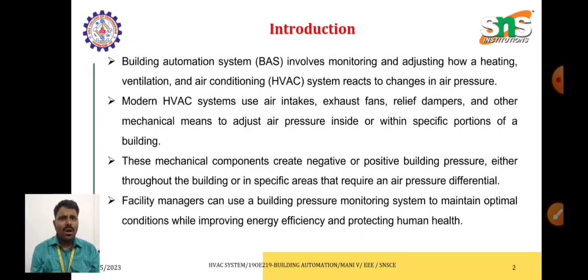So, in a building automation system, which is involving the monitoring and adjusting of heating, ventilation, and air conditioning, it is nothing but HVAC. And how the HVAC system reacts to changes in air pressure in the environment in a building automation system. In modern HVAC systems, it may use an air intake, exhaust fan, relief damper, and some other pressurized equipment in a building.